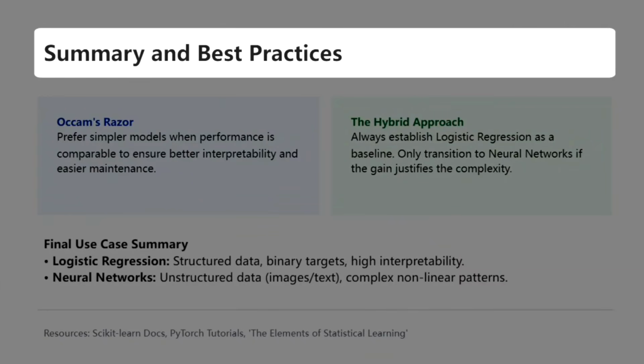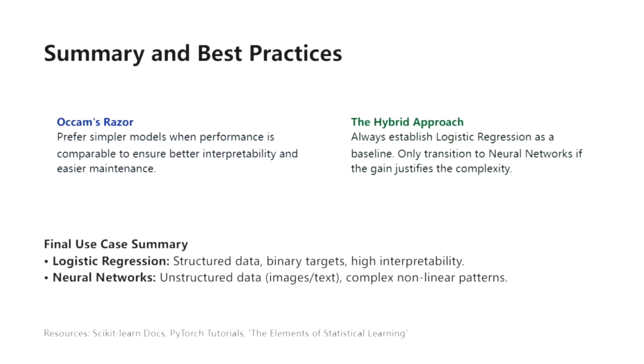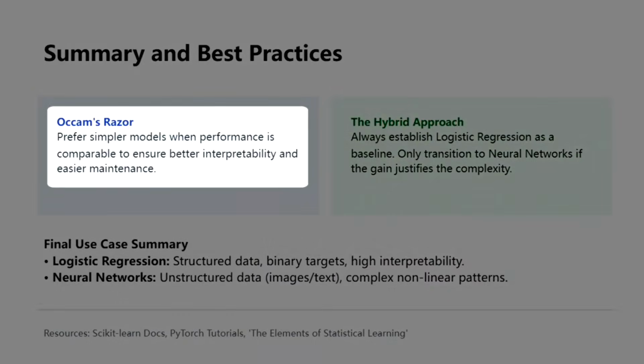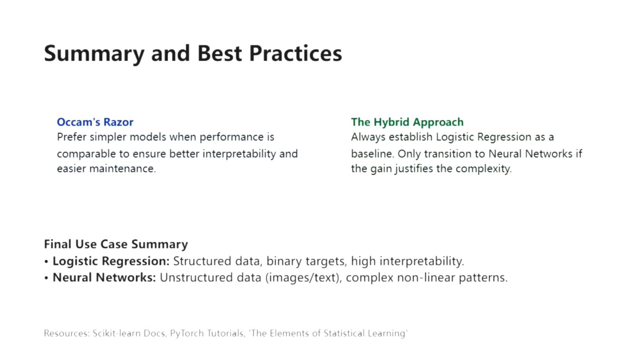Now that we've completed our final assessment, let's wrap up today's session with some essential best practices and takeaways. We've covered a lot of ground, from the basic architecture of logistic regression to the complex layers of neural networks. First, always remember Occam's razor. In data science, if two models perform similarly, we should prefer the simpler one.